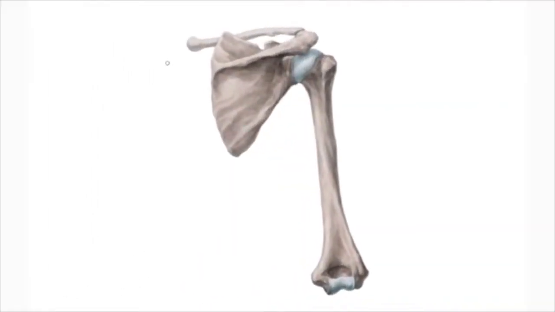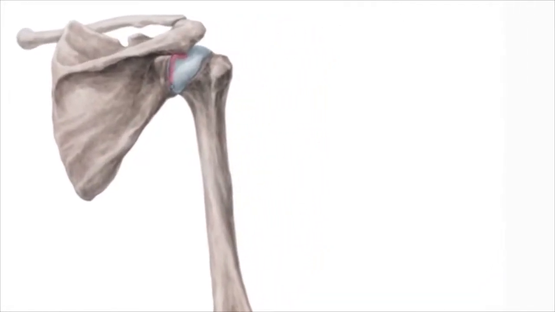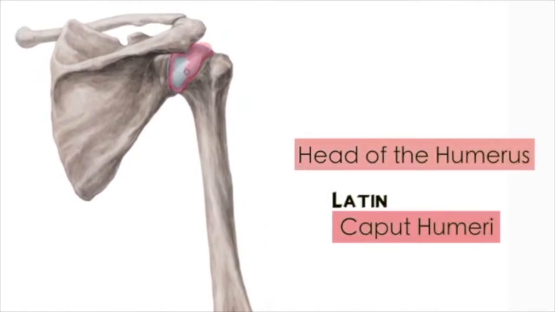We are now looking at a posterior view of the humerus, where you can still see the clavicle here and the scapula also on their posterior views. And the first structure that we also saw on the anterior view was the head of the humerus, so you can still see it here.